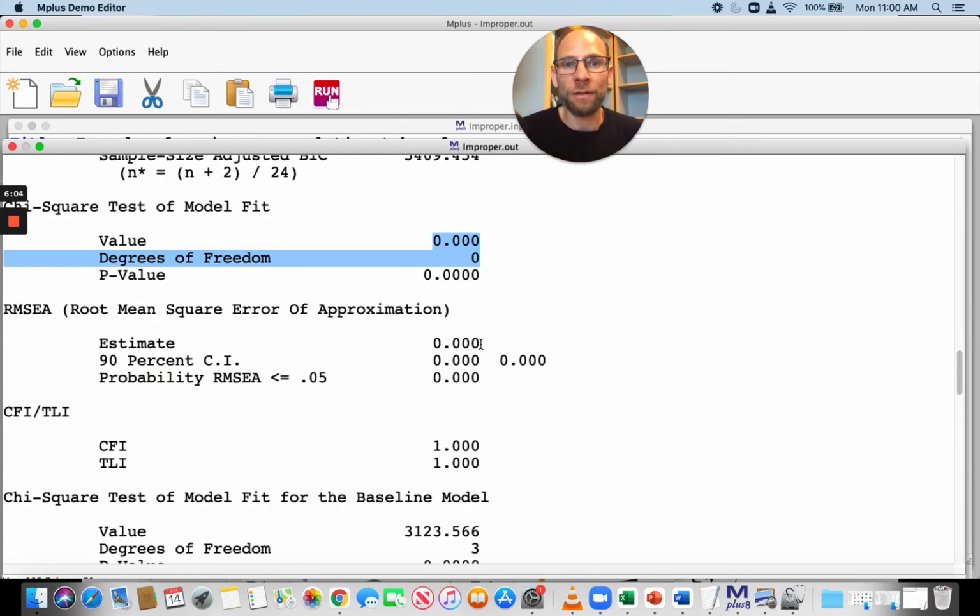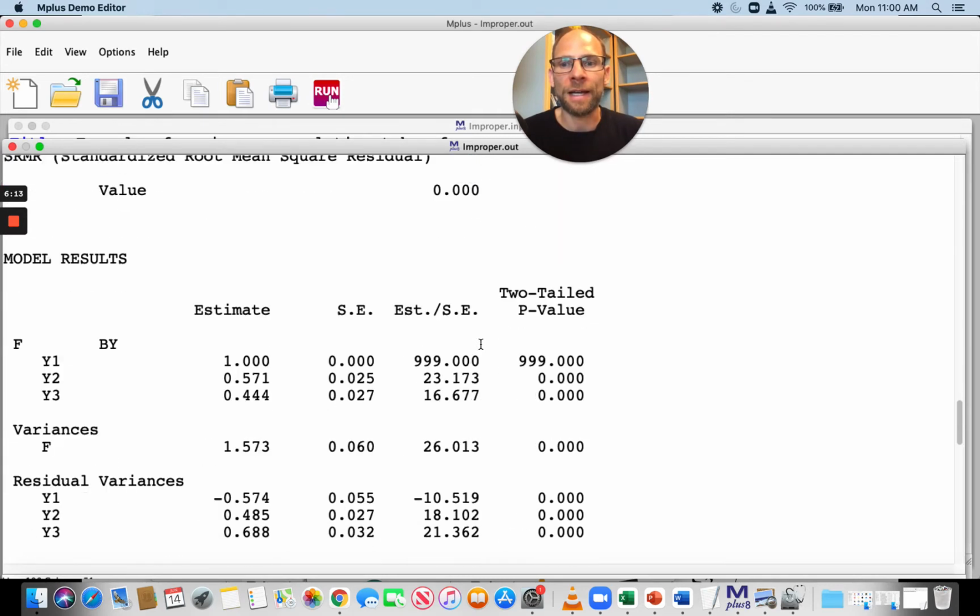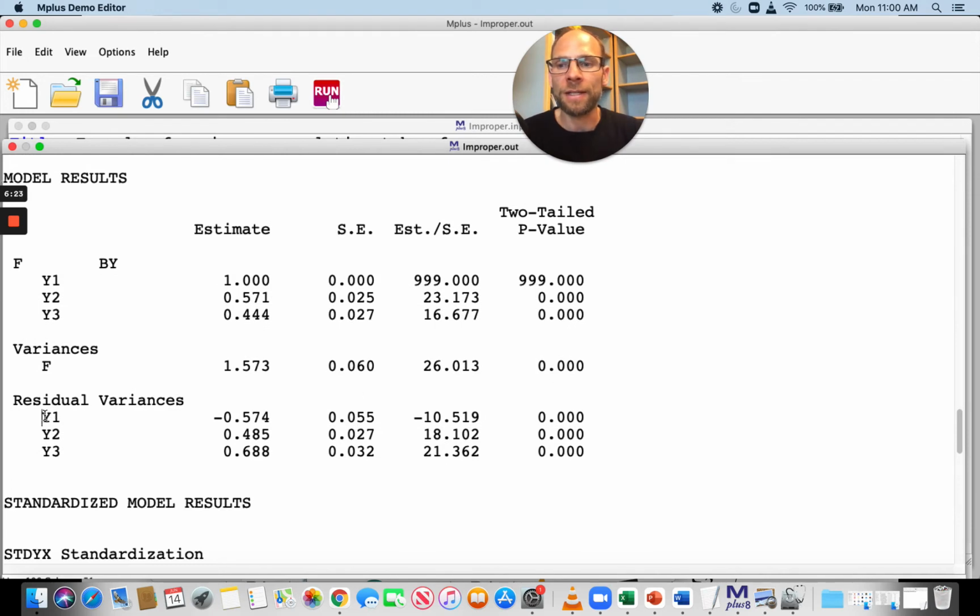So this means the model fits, so to say, trivially perfectly. However, it's not okay. The solution is not proper. Let's take a look at where we can see that. So we should carefully check our model results section with the parameter estimates. And you can see from the unstandardized parameter estimates here that there is a negative residual variance estimate for Y1. So exactly as Mplus indicated that there was a problem with Y1, that's exactly the issue here: this residual variance estimate is negative, and that doesn't make any sense.